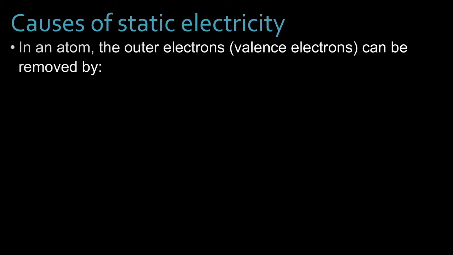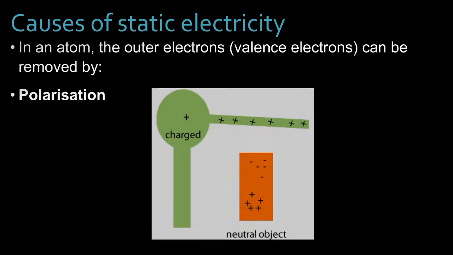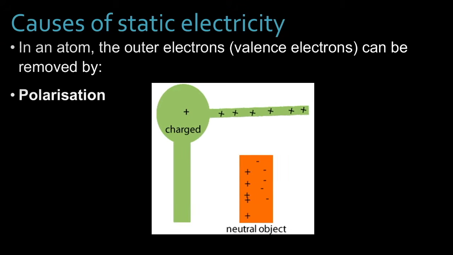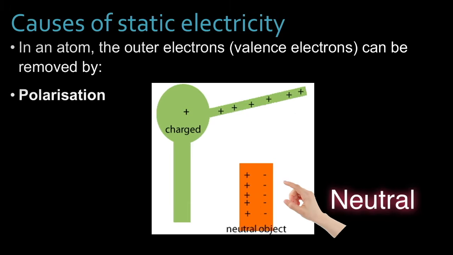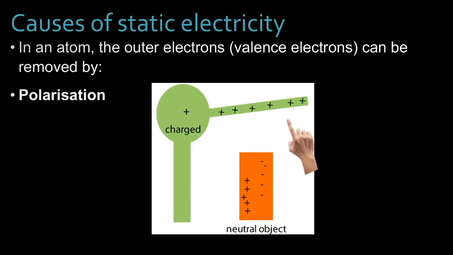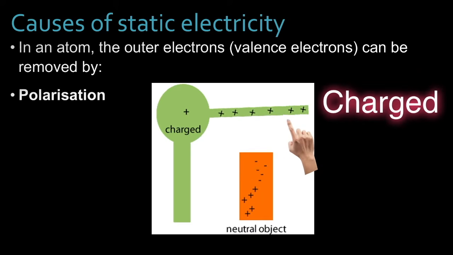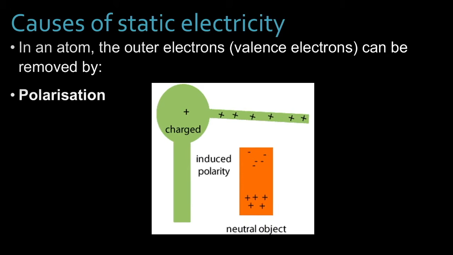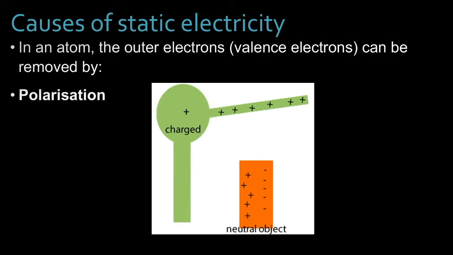The last way in which we can cause or create static electricity is through a process called polarization. With this process, a temporary charge is created on a neutral object only due to a charged object that is brought closer to that neutral object. In this process, there is no contact involved. One side of the neutral object will be attracted to the charged object that is brought closer.